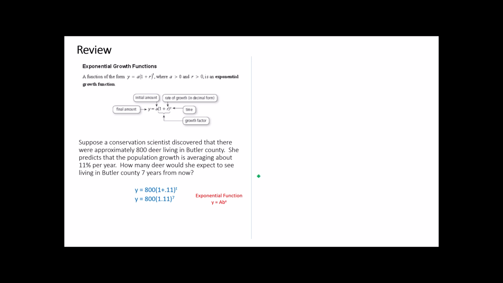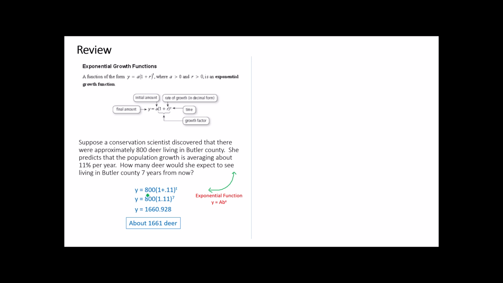Notice it does fit the exponential function y equals ab to the x pattern. Notice as well that if we were to graph it, we would expect it to grow slowly at first and then faster and faster over time. But we end up with 1660.928, or approximately 1,661 deer.